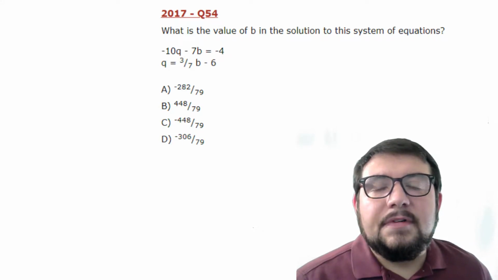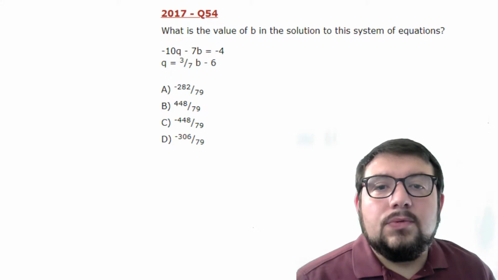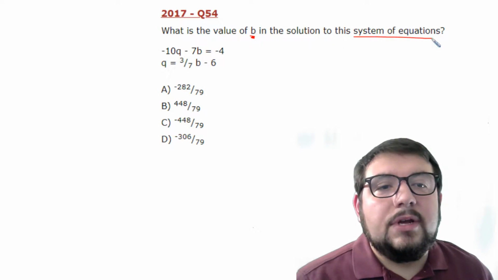Today we'll be solving question 54 from the 2017 Algebra 1 STAAR by hand. So let's get started. The question says, what is the value of b in the solution to the system of equations?